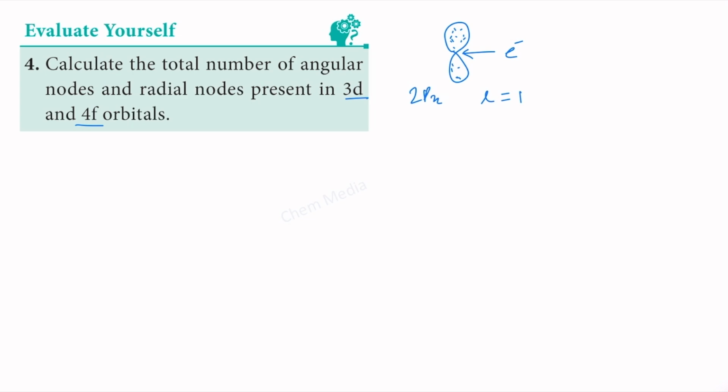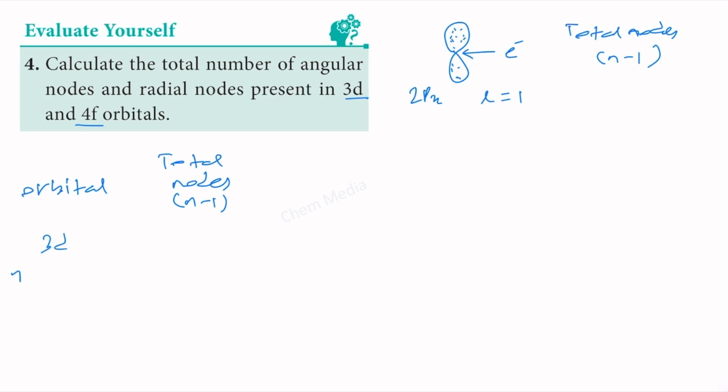So let us calculate the total number of angular nodes and radial nodes for 3d and 4f. The total number of nodes is always equal to n minus 1, where n is the principal quantum number. So we have two different orbitals. Total nodes is equal to n minus 1. For 3d, what is the value of n? n is equal to 3. That means what should be the value of total nodes? Total nodes should be 2. And what is the value of L for d orbital? The azimuthal quantum number value is equal to 2.